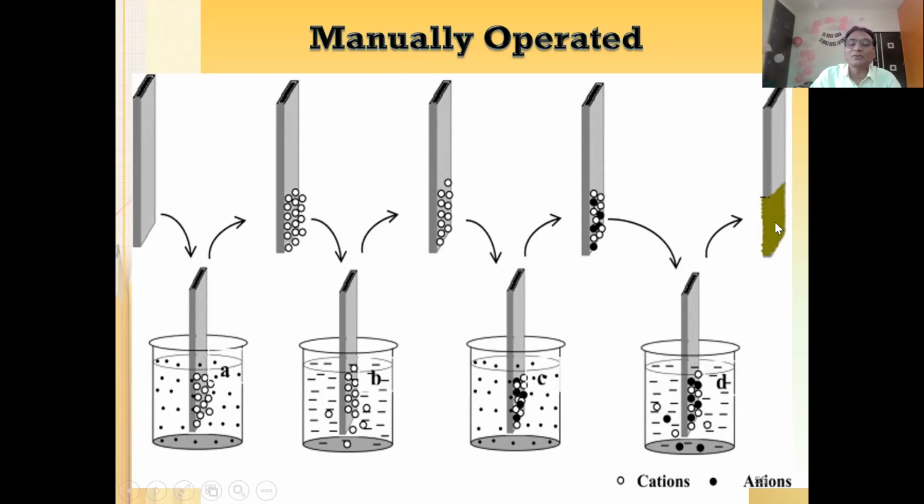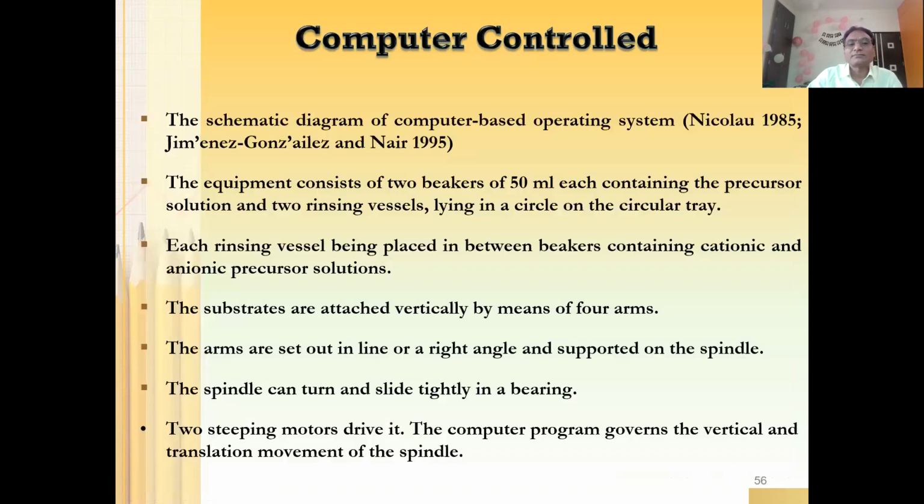As a result of that, you can end up with a wonderful coating. You can see this is the coating which you can end up with by using, sorry, the SILAR technique. You can have a computer control also. This is manual. I was talking about the manual system.